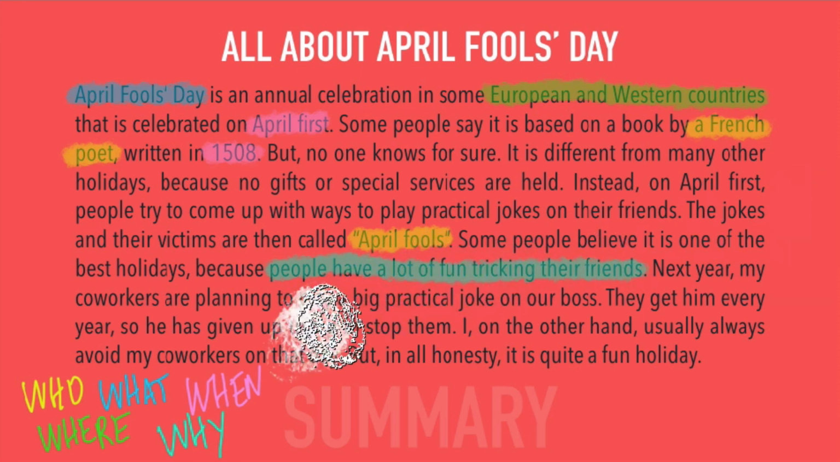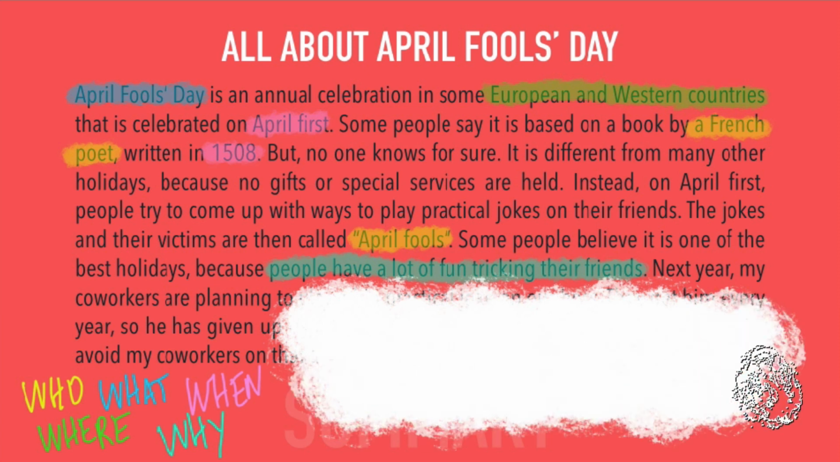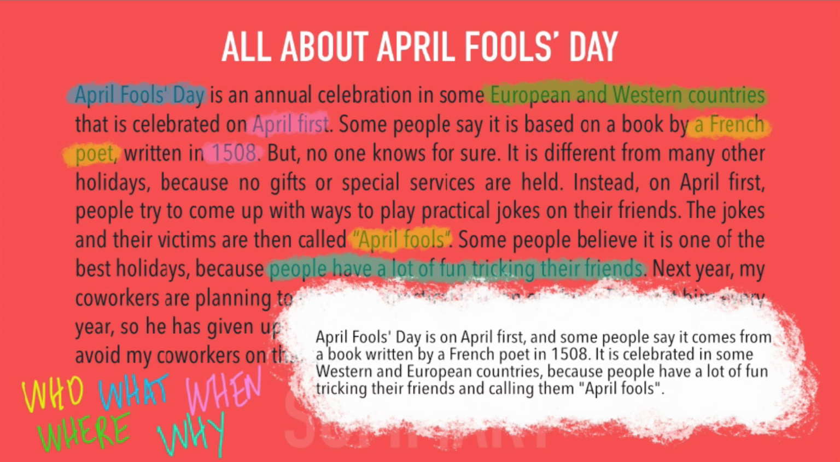Okay, let's write it right here a little bit above the text. Okay, now let's look at the summary. April Fool's Day is on April 1st, and some people say it comes from a book written by a French poet in 1508. It is celebrated in some Western and European countries because people have a lot of fun tricking their friends and calling them April Fools. And that's how you summarize an article.